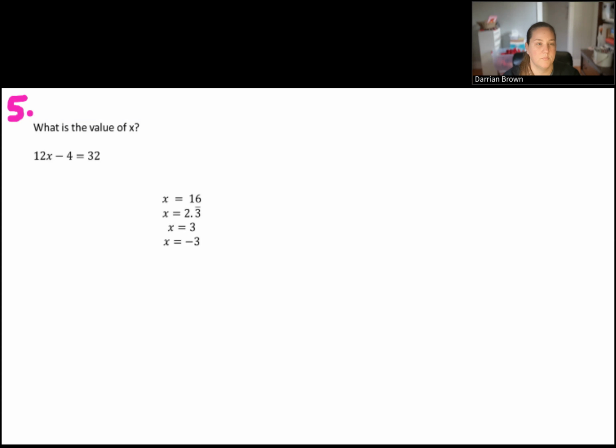Since it's currently being subtracted, what's the opposite of that? Good, Zach. We need to add 4. Cancels it out on this side. We're left with 12x equals what? Was 32 plus 4? Good, 36. Now we have 12 and x being multiplied. To undo that, we divide. Good, Zach. And we're left with x equals what? Very good. Zach is killing it today. Awesome job, Zachary. So x equals 3.